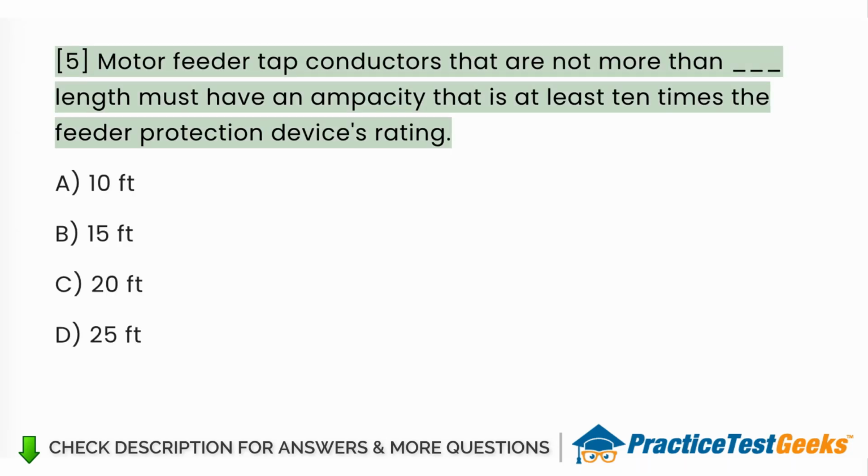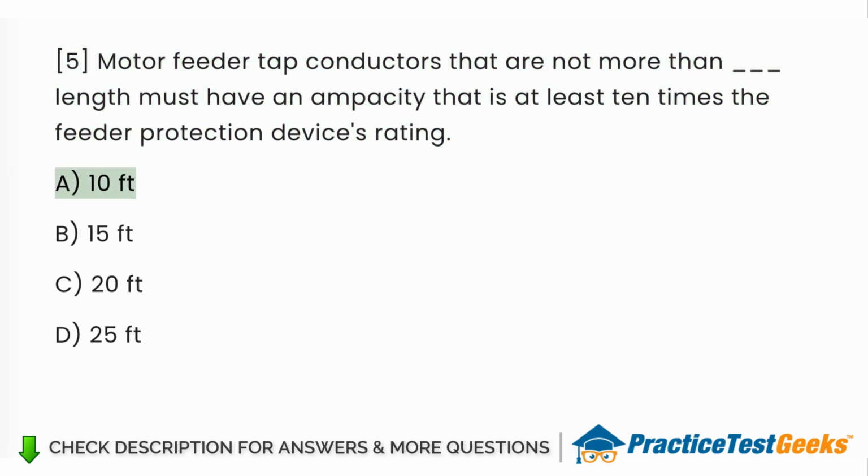Motor feeder tap conductors that are not more than length must have an ampacity that is at least 10 times the feeder protection device's rating. A. 10 feet. B. 15 feet. C. 20 feet. D. 25 feet.